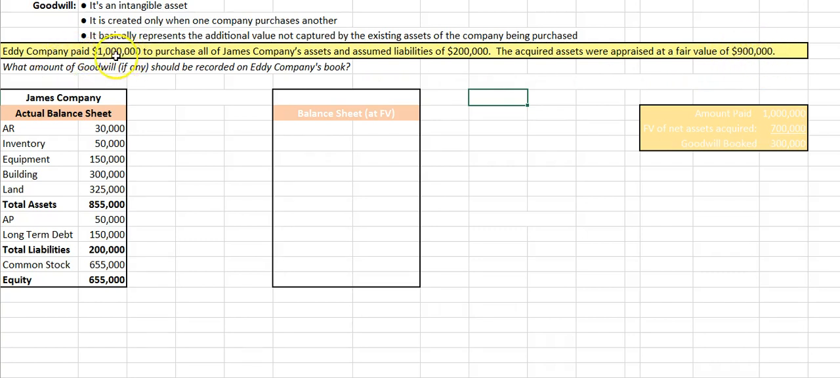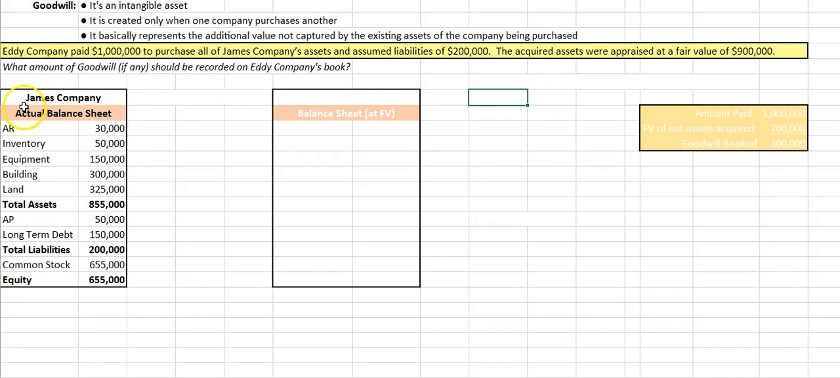In other words, the acquired assets have an appraised value of $900,000, right? So it seems like Eddie overpaid for this company, but Eddie paid extra money because it wanted to, because it felt that James Company has that value. It may not be represented in their balance sheet, but James Company has that value. Okay, so it's willing to overpay versus what it sees on the balance sheet.